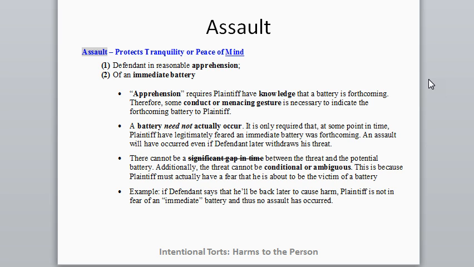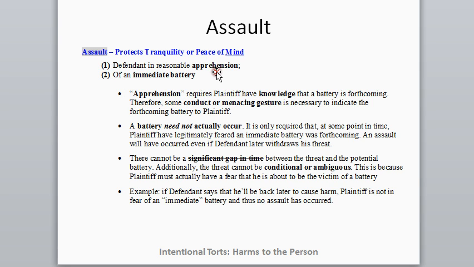But anyway, assault is sort of like protecting you from the fear of getting a battery. It's your peace of mind that you can walk around without having to worry about somebody committing a battery to you. So specifically, an assault is when the plaintiff is in reasonable apprehension of an immediate battery. Someone pulls out a gun, puts it right up to your face. You're thinking, oh man, I'm going to get shot, or I might get shot, and this is not good. My peace of mind has been violated.